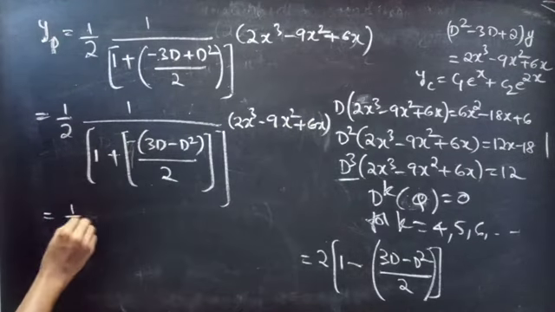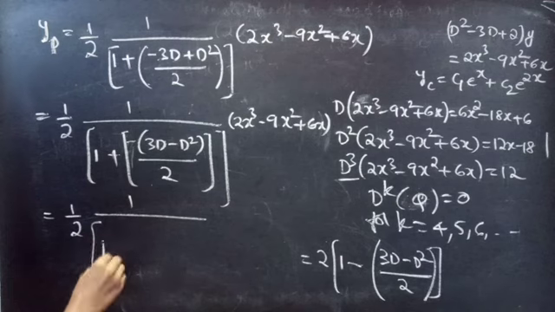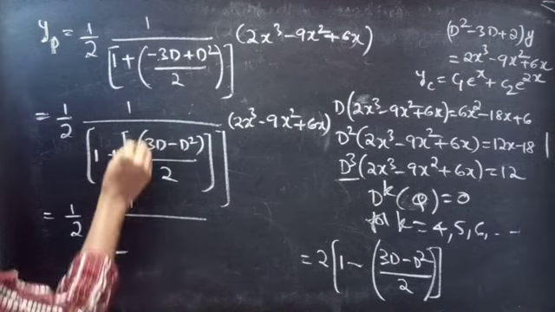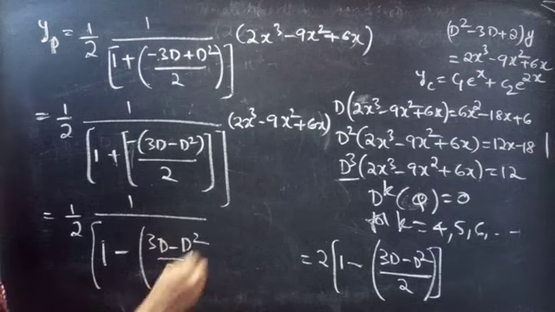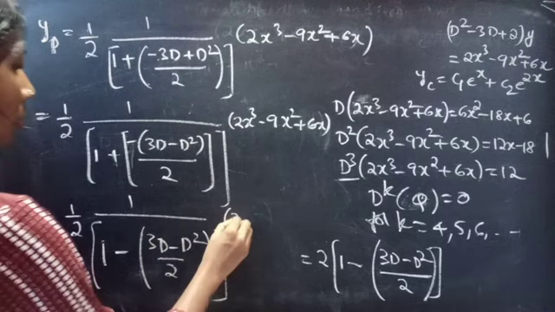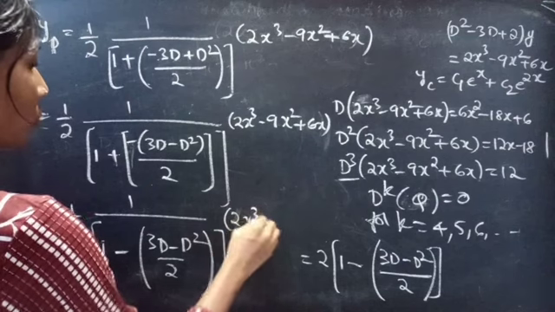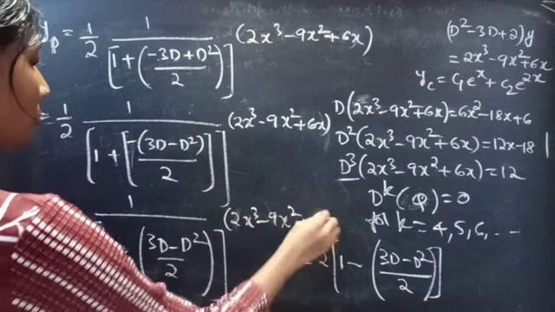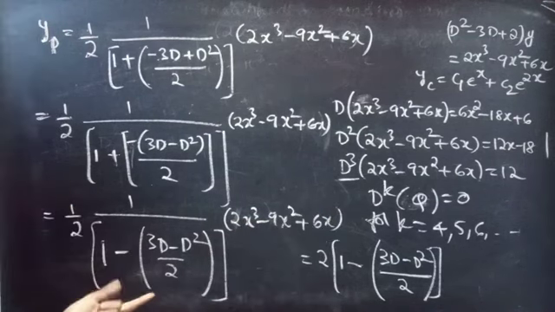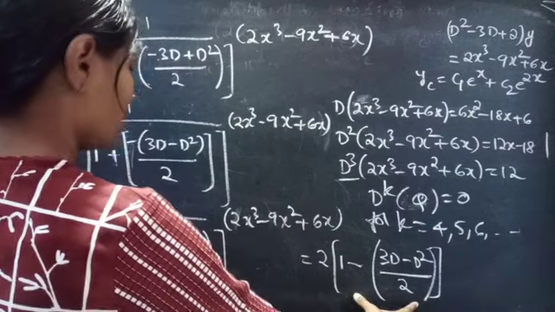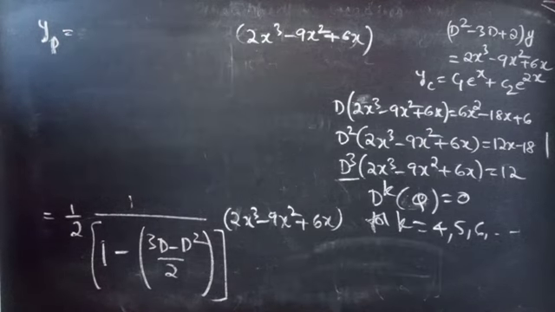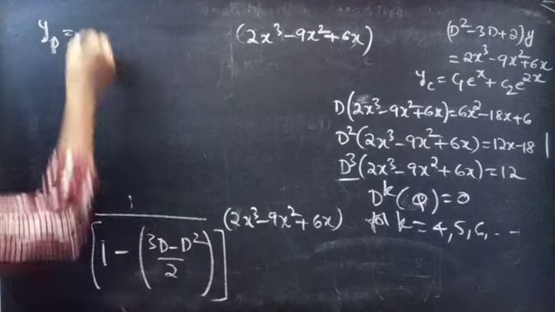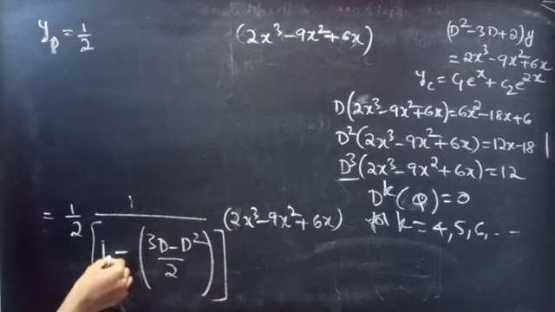which is equal to 1 by 2 into 1 by 1 plus into minus, minus 3d minus d square by 2, into q, 2x cube minus 9x square plus 6x, right? See, we have changed f of x into 1 minus 3d minus d square by 2, the 1 minus x form, I can say. Now yp becomes 1 by 2 into 1 by 1 minus x.